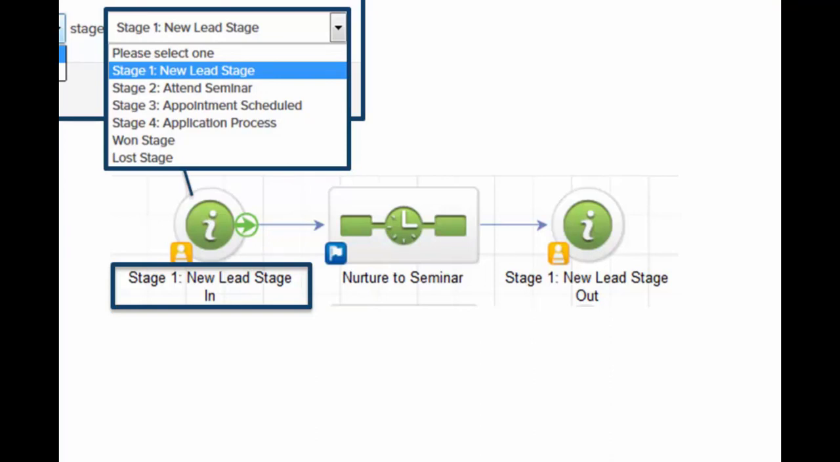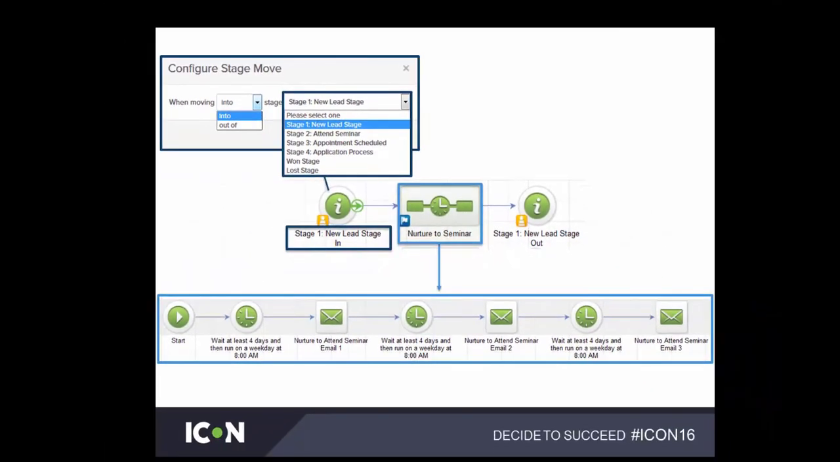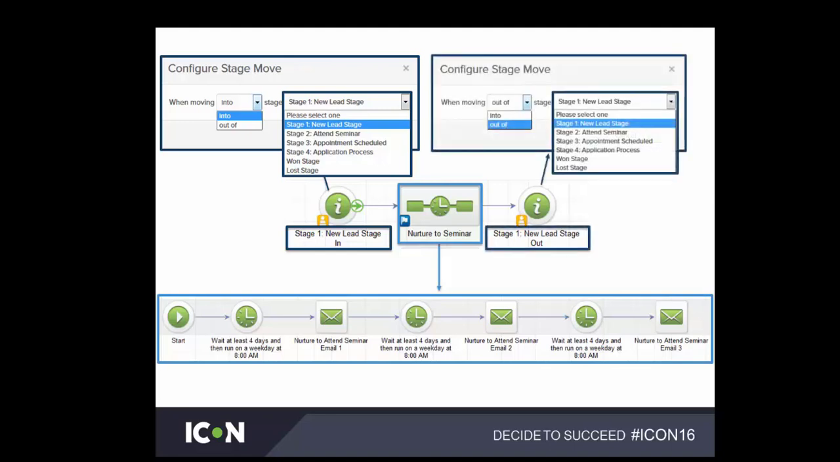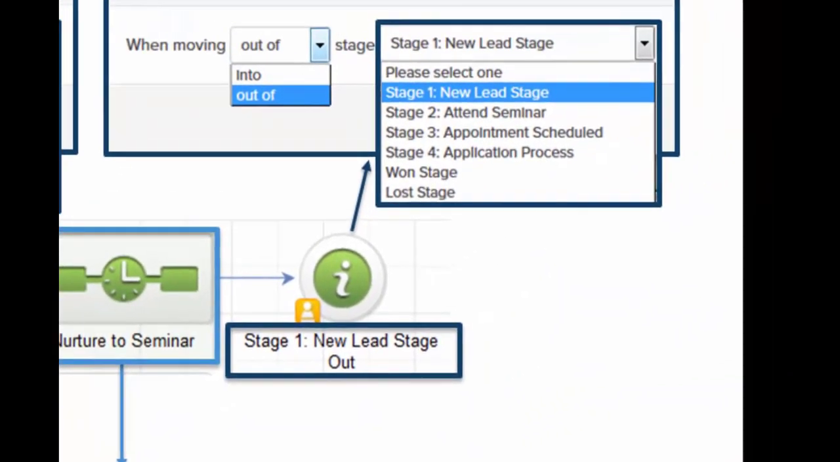And you can see when I'm setting this up and clicking on it, I just select stage 1, new lead, and I select moving into. Inside of that nurture sequence, you might have some emails going out to them. As soon as they get into the new lead stage, you want to start nurturing them and giving them some information for the seminar, which is your stage 2. So we have delay timers with emails going out. That second goal is the new lead stage out. The only difference is we're just selecting out of when moving.